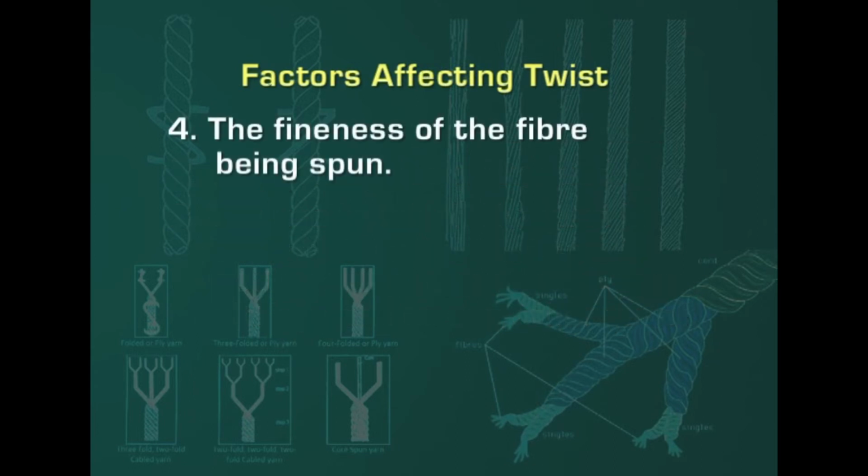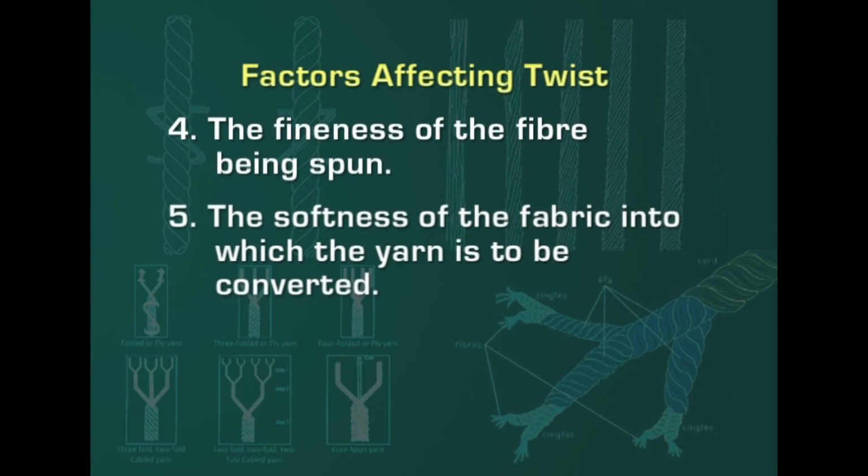And then how fine you want the yarn to be. So, that means if you want a finer yarn, the twist has to be higher, and if you want a softer fabric, then the twist has to be low. So, these are some of the factors on which the twist would depend, and there are also some directions of the twist which would affect the fabric.